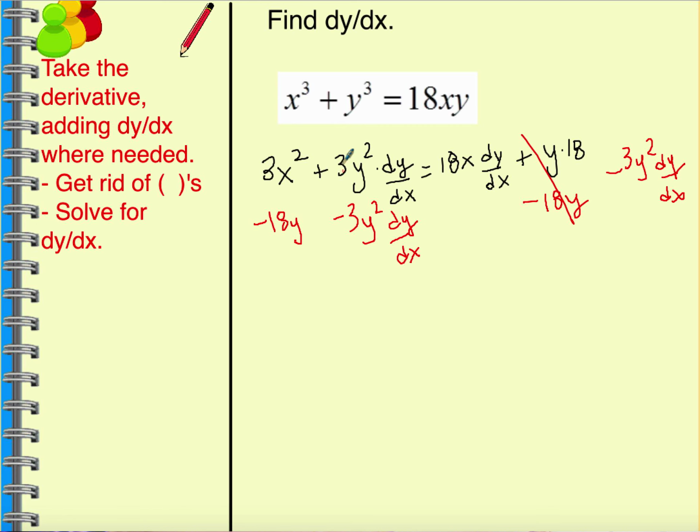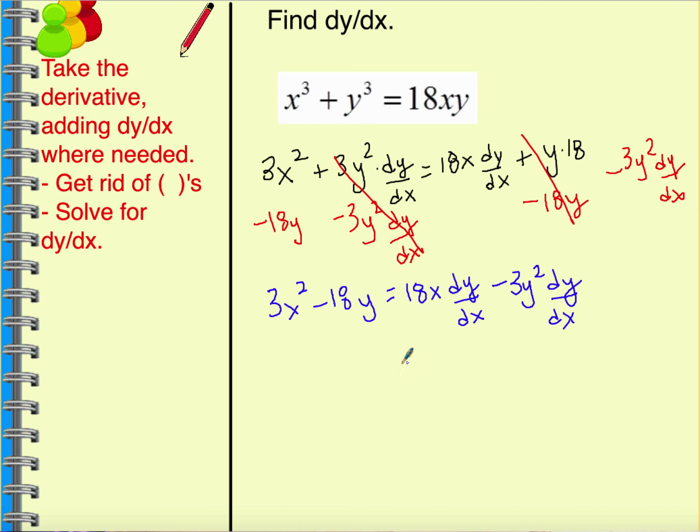So these make 0 and these make 0. It's going to leave us with 3x squared minus 18y is equal to 18x dy/dx minus 3y squared dy/dx. Okay, well, my dy/dx's have that in common, so we can factor that out. They're also both divisible by 3. I mean, we could factor that out as well. I'll hold on to it for right now. Let's see what we got. dy/dx times the quantity 18x minus 3y squared.